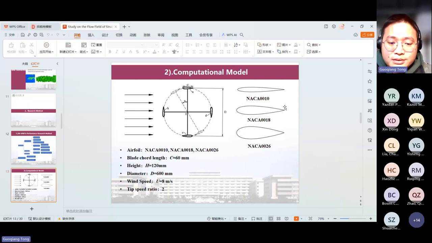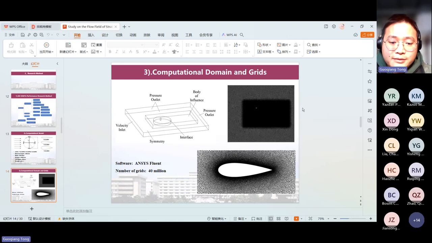The Liutex method is used to identify vortices in the dynamic flow field with a tip speed ratio of 2. The numerical simulations were performed using Fluent, and the computational domain is shown in the figure on the left. The grids are equipped with a body of influence to save the number of grids and to obtain a better flow field. The total number of grids is 40 million, and transient simulations are performed.